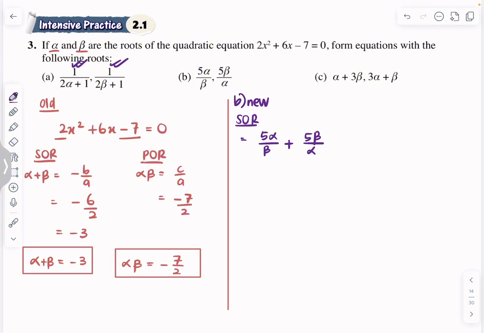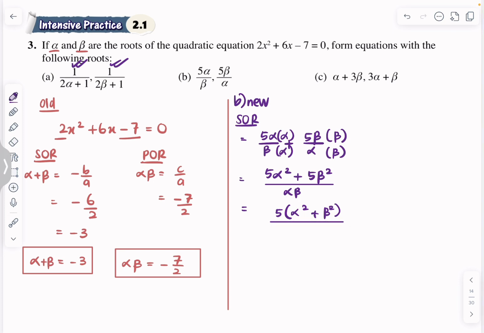To make the denominator the same, we multiply each other. So this one will times beta over beta, and this one times alpha over alpha. So we get 5 alpha square plus 5 beta square divided by alpha beta. We simplify this: alpha square plus beta square over alpha beta.